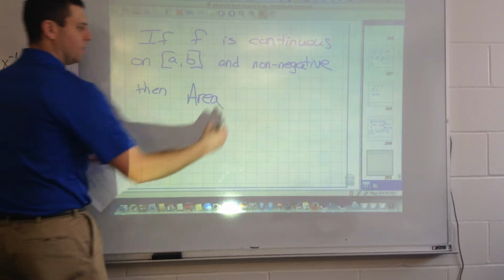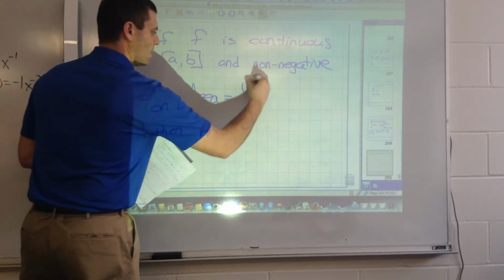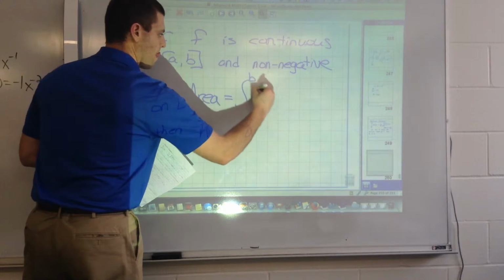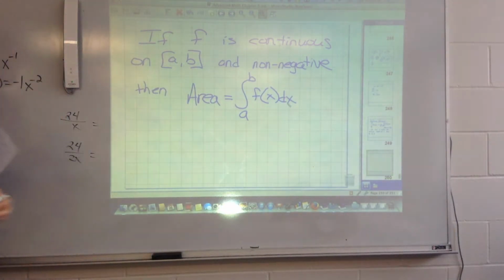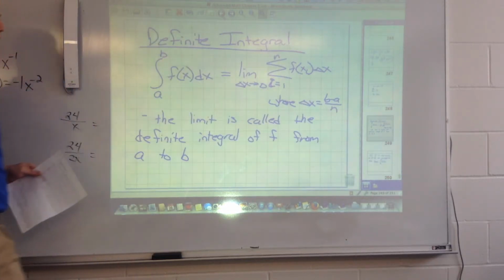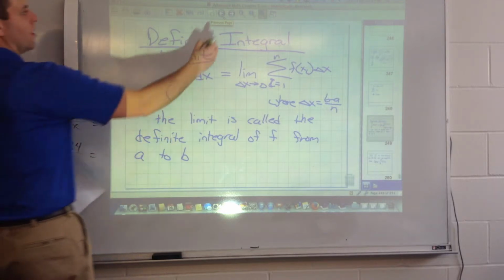And the area. Wait, what's BA? Have we seen that with B and A? You just did on the previous slide. Yeah, that's right. Never mind. That is the definite integral. I was having a moment. It's alright.